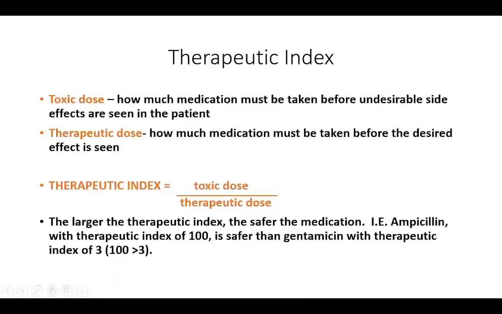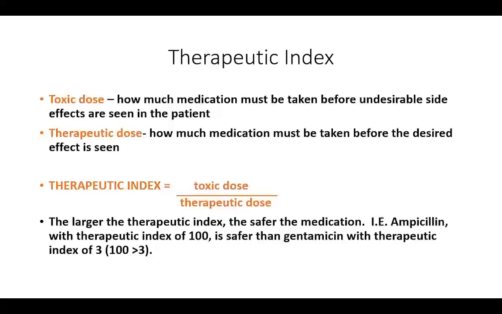So the next thing that we're talking about is therapeutic index. So what is a therapeutic index? Therapeutic index is a really tiny math equation, and it's actually really easy. It's basically toxic dose divided by therapeutic dose. The toxic dose is just how much medicine do you have to take before you see undesirable side effects. Therapeutic dose is how much do you have to take of a certain drug or medicine before you get the desired effect. And then you divide the toxic dose by the therapeutic dose, and you figure out what the therapeutic index is. The larger the therapeutic index is, the more of that drug you can take without getting negative side effects or severe side effects.